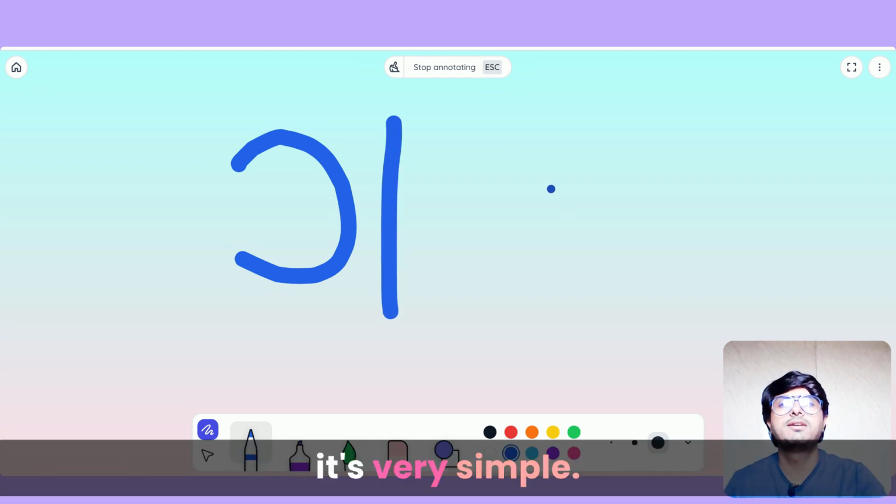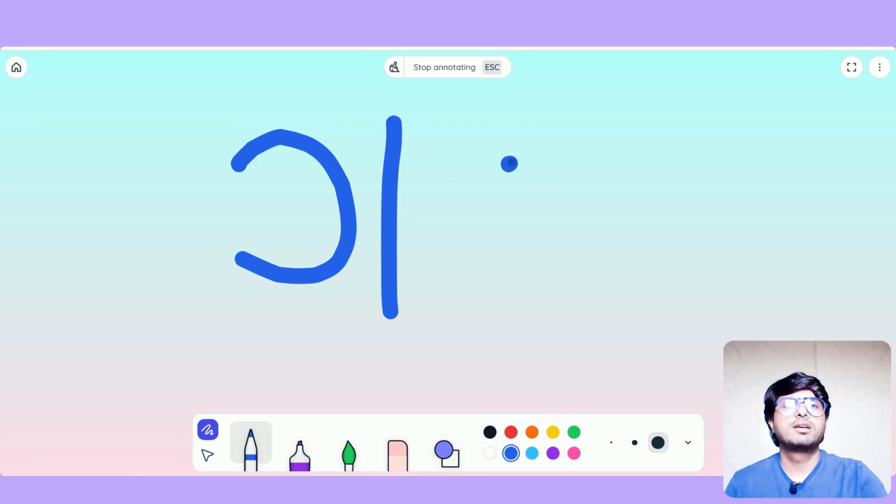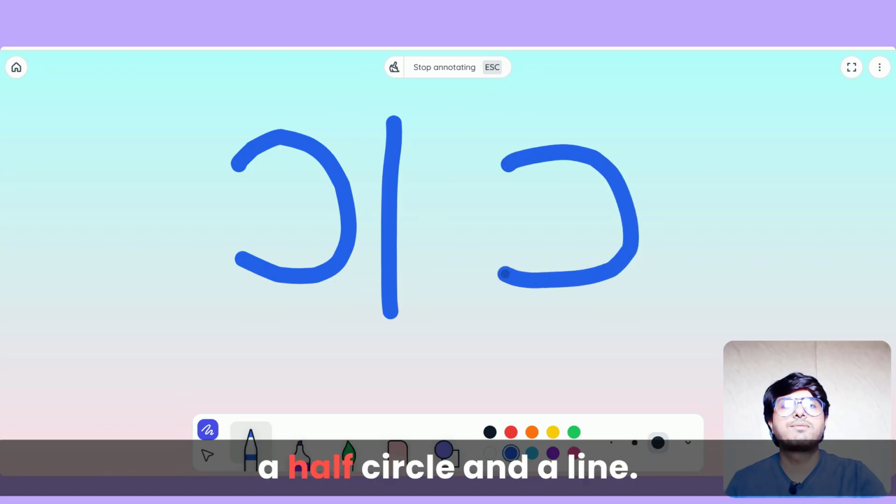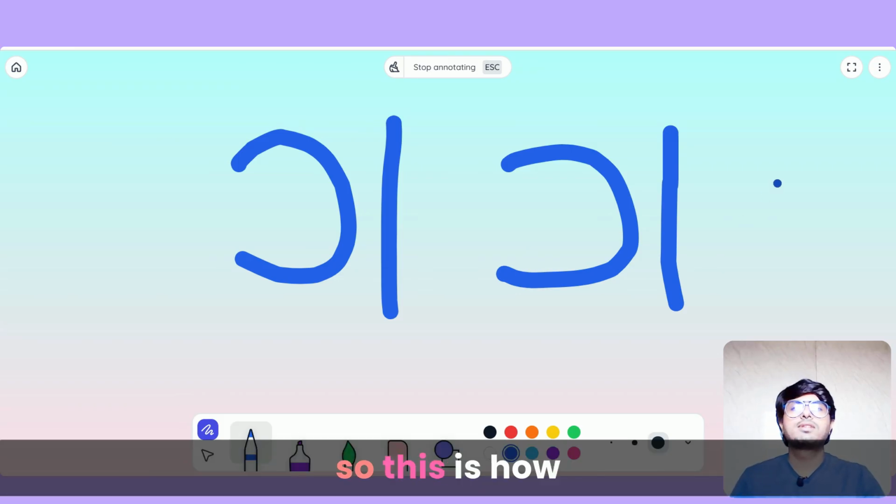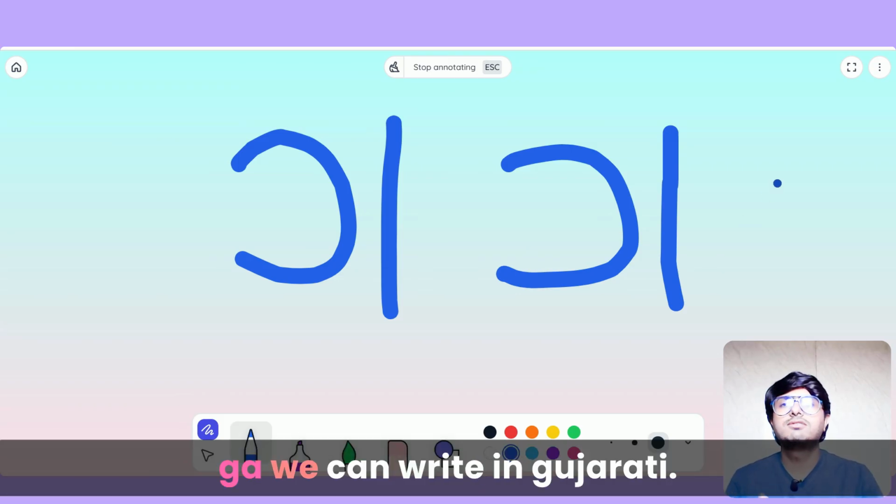Okay, it's very simple. Go is very simple. What you have to do is a half circle and a line. Okay, so this is how we can write Go in Gujarati.